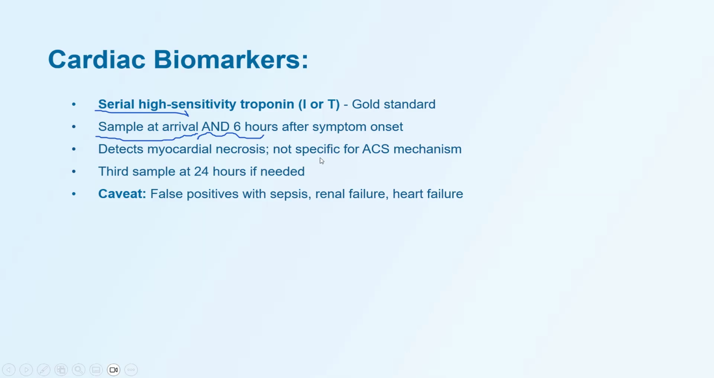They do not care about the mechanism by which the coronary syndrome is occurring. So if it is a plaque rupture, as in acute STEMI, or if it is a partial occlusion, it just shows necrosis. We do not really determine if it is from an acute plaque rupture causing full occlusion or partial occlusion, STEMI or non-STEMI, we don't care. It will just give us an idea of necrosis. We do a third sample or a repeat at 24 hours if the previous 2 are negative, but we still have a high suspicion of an MI.